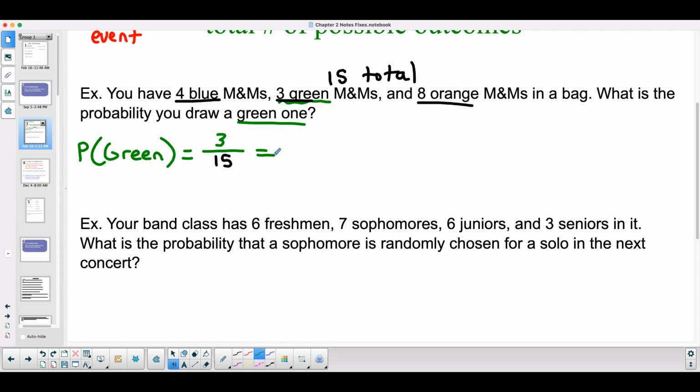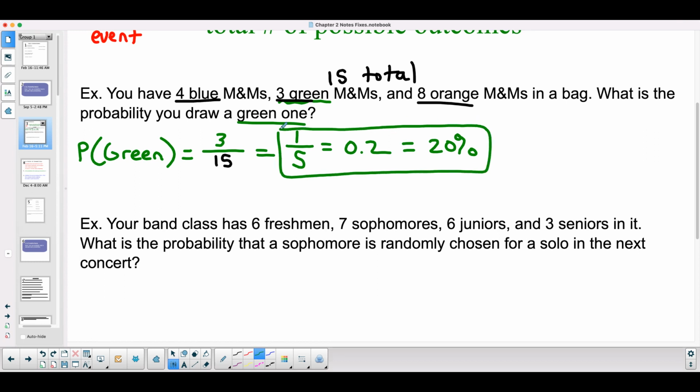We need to look at first either reducing the fraction. If you reduce that fraction, that's 1 over 5. That answer would be okay. Or you could get it as a decimal, which we'll do a lot. This is just 0.2. Or you could do it as a percent. This is 20%. You don't need all 3 of those answers. Those are the 3 correct ways that you can write that answer down.